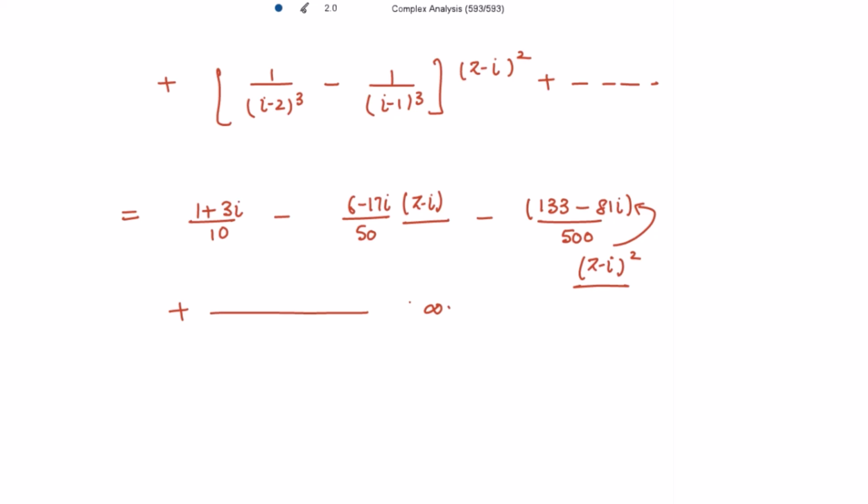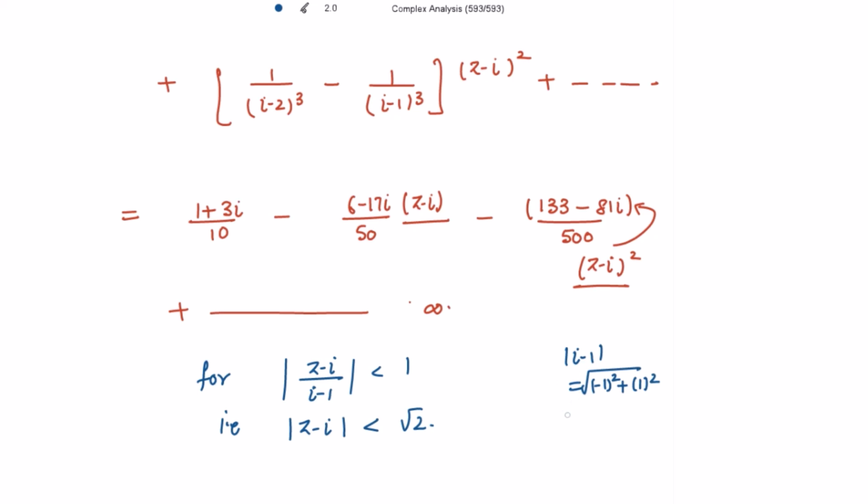So we have expanded the series for mod z minus iota divided by iota minus 1 strictly less than 1, that is mod z minus iota less than square root 2. What is mod of iota minus 1? How is this calculated? Square of the real part plus square of the imaginary part under the root. So that is equal to square root of 1 plus 1, which is square root of 2. Right? So for this condition, the series is expanded about z equal to iota.